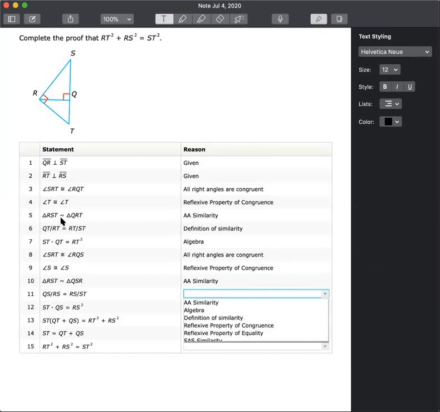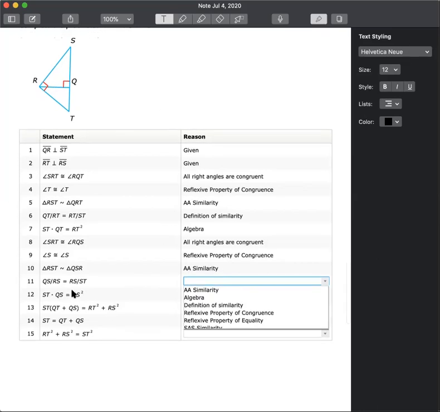Then we have that symbol right here, the similarity symbol. So we have RST and then QRT, those are similar. And then definition of similarity, QT/RT is going to be equal to RT/ST. All right, and then let's see, what are they looking for down here? So we have angle similarity here, then below that again, what we just talked about, definition of similarity is going to be the answer for number 11.